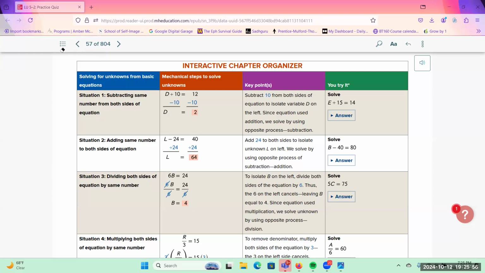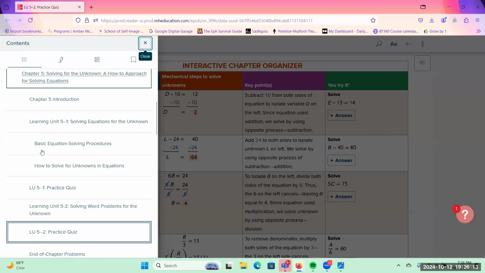Another way you can find the chapter organizer is using the table of contents, which is the More menu over at the top left of your screen. That More menu will allow you to open up your textbook table of contents, and you can search by chapter, by section of chapter, and so forth. You can also make place marks or bookmarks in your book if you need to, and you can also highlight information.